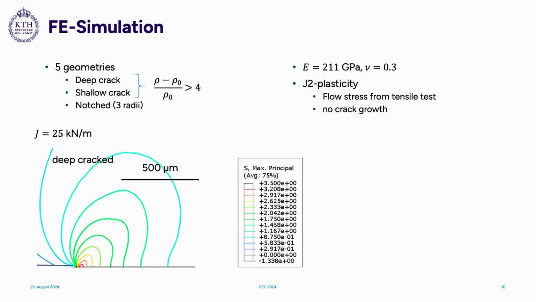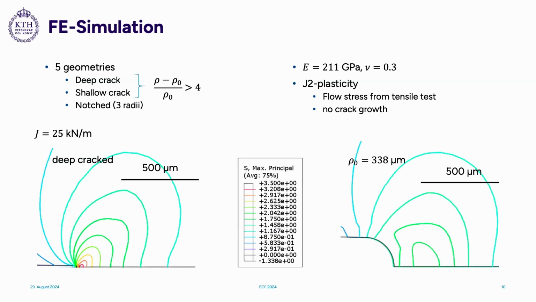This is now for the deep cracked specimen at 25 kilonewton per meter. You can see we have the peak of the first principal stress just in front of the crack tip. So this is just as we all know and have seen before. If we now look at this largest notched specimen, we can see that the peak is not getting as large. It's not getting as large stresses. The peak is also a bit further away from the notch tip.